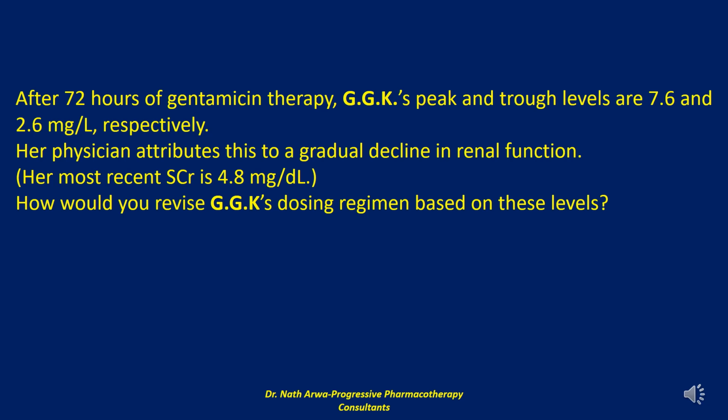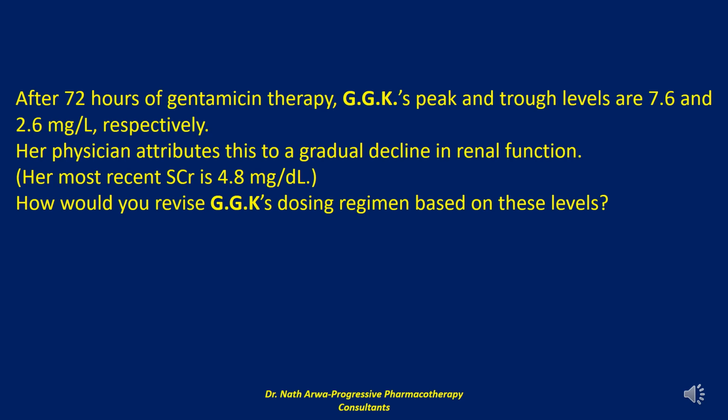A gentamicin trough level of more than 2 mg per liter suggests that G.G.K's dosing interval is too short. Although her peak concentration is within the normal range of 5 to 8 mg per liter, her trough concentration indicates that she is at a potentially toxic level. Her pharmacokinetic parameters can be revised based on these values, and a new KD can be estimated from the relevant equation, which yields a value of 0.047 per hour.